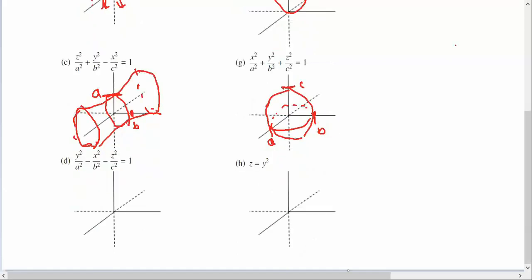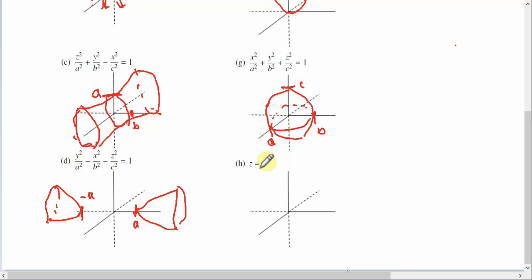This is a hyperboloid of two sheets, and it's going to be in the y direction. So it's going to start here and go this way with a hyperbola, and then put circles on the end. And over here going this way with the other half of the hyperbola. And these are at minus a and a.